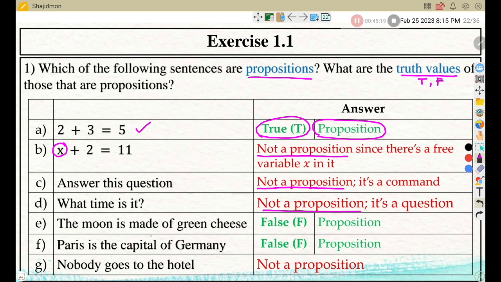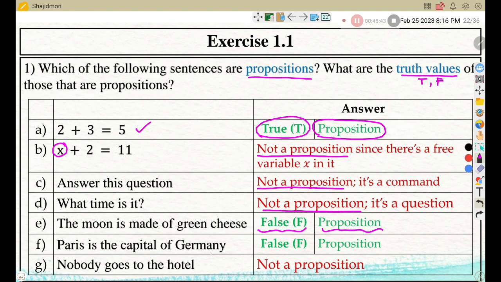E. The moon is made of green cheese. Is it true? No, it is false, correct? So it is a false statement, so it is a proposition. Proposition means that sentence is either true or false. False is also a proposition. So the moon is made of green cheese is a false statement, so it is a proposition.